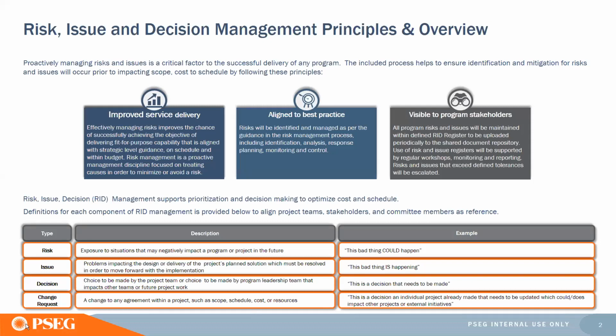We have 4 types here. We have risk, which is defined as the exposure to situations that may negatively impact your project or program. Issues, these are problems that specifically impact the design or delivery of your project. Decisions, choices to be made by the project team or the leadership that impact other teams or future project work. And change requests. Once your scope and your project have been defined, any change to the agreement of scope, schedule, cost, or resources requires submission of a change request.